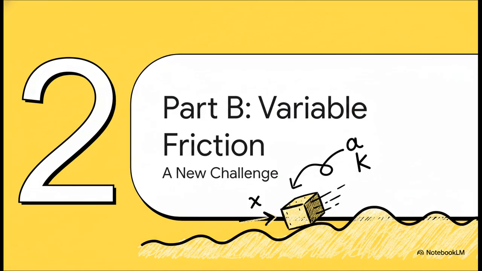But physics problems love to throw a wrench in the works. So what happens if friction isn't constant? Let's check out part B. Now the friction coefficient actually changes as the block moves. It gets bigger the farther the block travels. This changes things a lot.